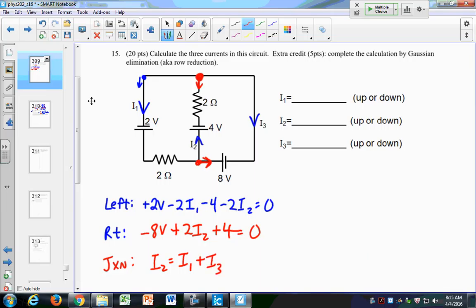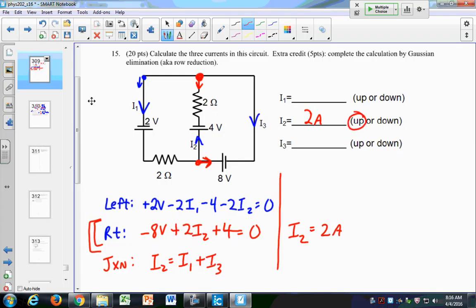All right, if you get the equations right, you're going to get many of the points, okay? And then I want you to solve them. You can either solve them by substitution or by row reduction or Gaussian elimination. I'm going to just do it by substitution. These are pretty simple because notice my right equation only has one variable, so I just solve it for I2. So I2 is negative 4. I2 is equal to 2 amps. I just solve this equation for I2. 2 amps. We chose, it comes out positive, so that means it's up.